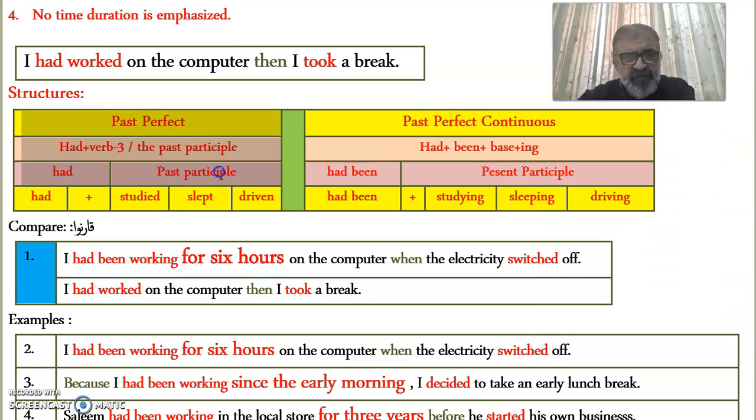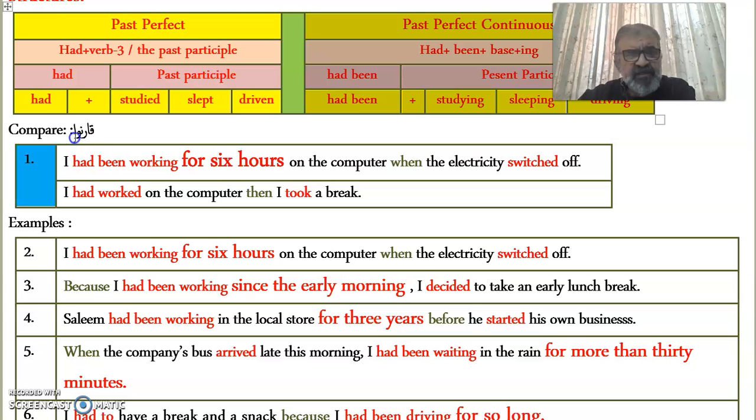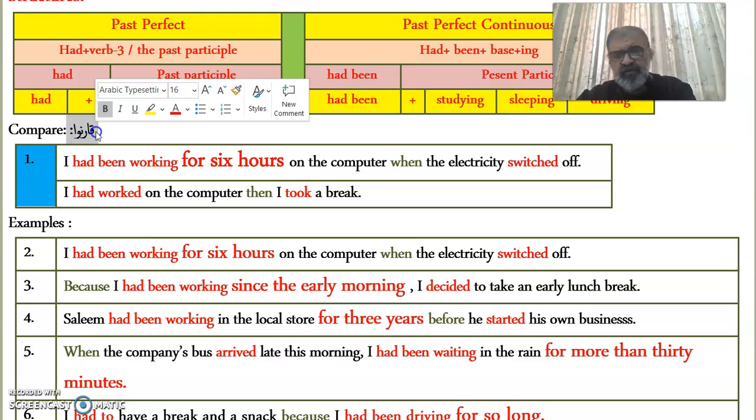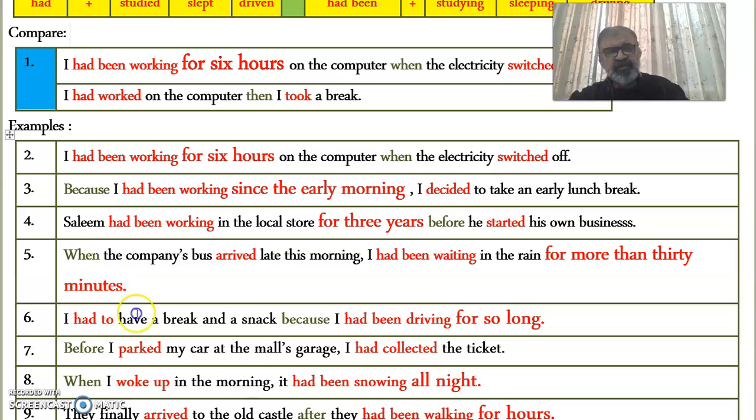The past perfect: had plus verb 3. Had studied, had slept, had driven. Past perfect continuous: had been plus ing. Had been sleeping, had been studying, had been driving. Again, these are the two examples that I have given you earlier. Okay, let's go down to more examples.